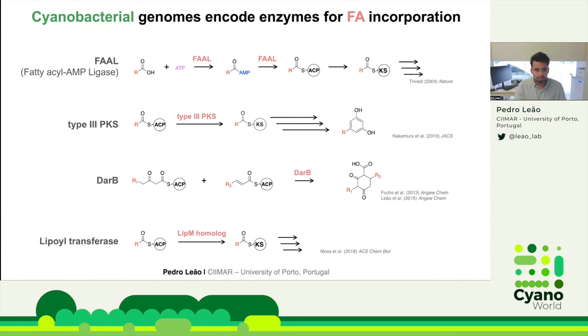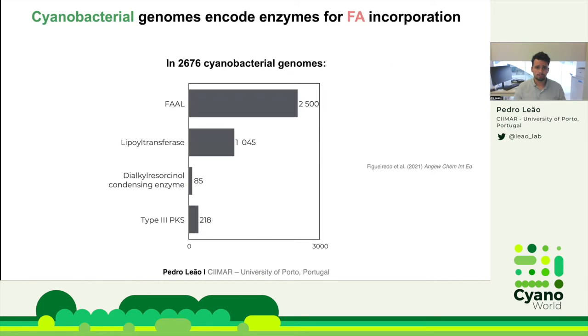We have dialkylresorcinol-forming enzymes like ArsB that can create cyclic moieties coming from two fatty acids. And you have other types like lipoyl transferases and N-acyl transferases, quite a diverse arsenal of fatty acid incorporating enzymes. If you look at cyanobacterial genomes, we have more than one of these enzymes per genome, and this includes the large number of Prochlorococcus and Synechococcus genomes.